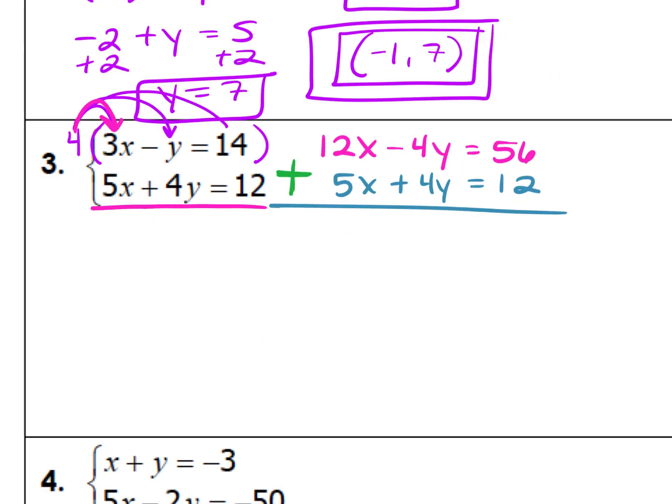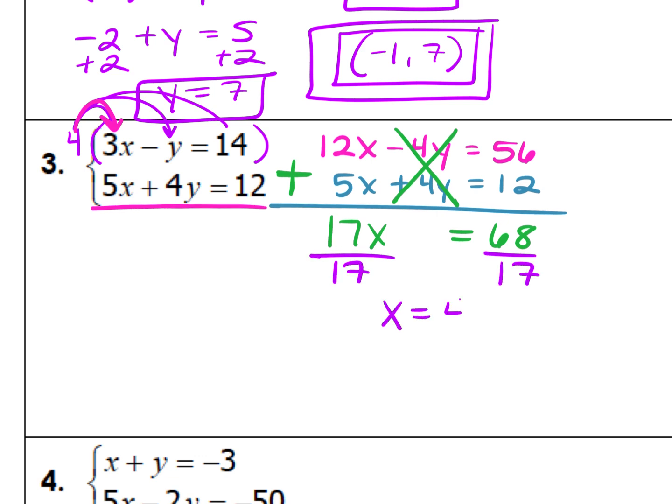Okay, so now that we've multiplied the 4, add them together. 12x plus 5x is 17x. This becomes 0. -4y plus 4y is 0, so that doesn't need to get written down. And then 56 plus 12 is 68. What's your next move? Divide. Yeah, we're going to divide by 17. And we get x equals 4.